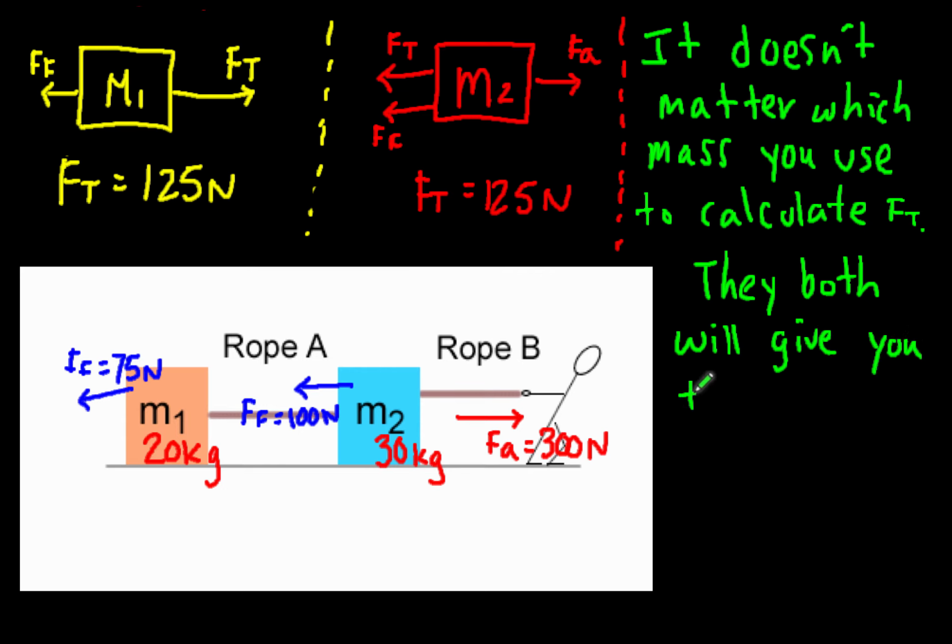I recommend using the easier mass. For example, mass 1 was easier because it only had 2 forces acting on it instead of 3. The back mass in our mass systems will usually work better than the front mass for this reason.